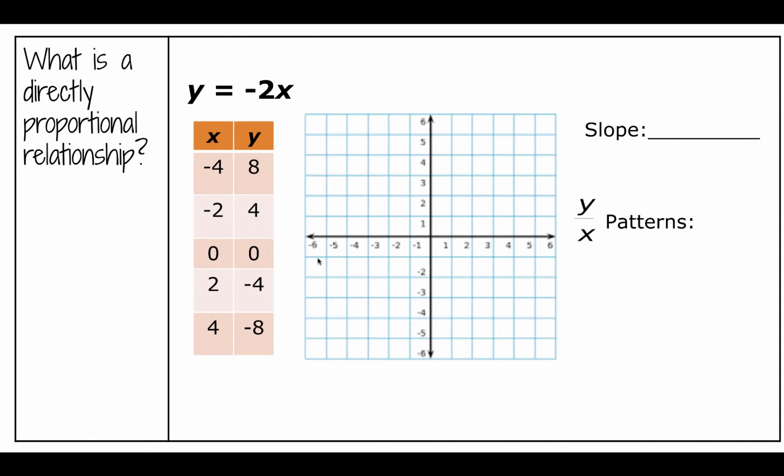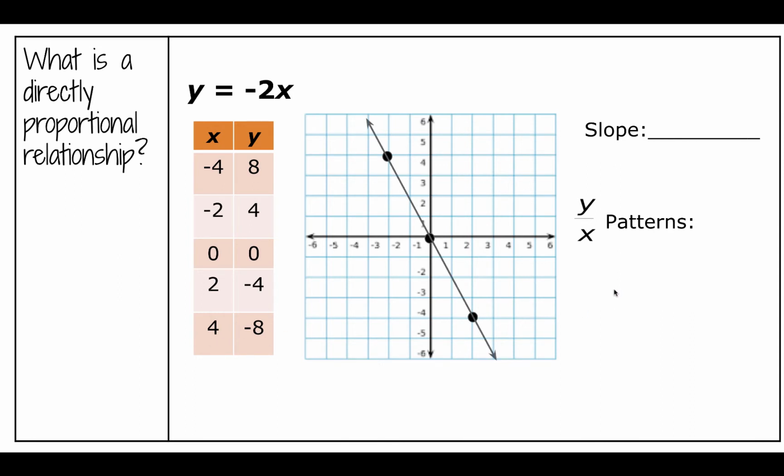Let's start by graphing this proportional relationship. Starting at the origin, we have -4 up to 8. Since that would take me off of my graph here, I'm just going to choose to leave that one off. Let's go to the next one. Over to -2, up to 4. We have the origin, over to +2, down to -4. And then this last point here would be off my grid, so I'm just going to let that be. Three points is enough. I'm going to connect it.